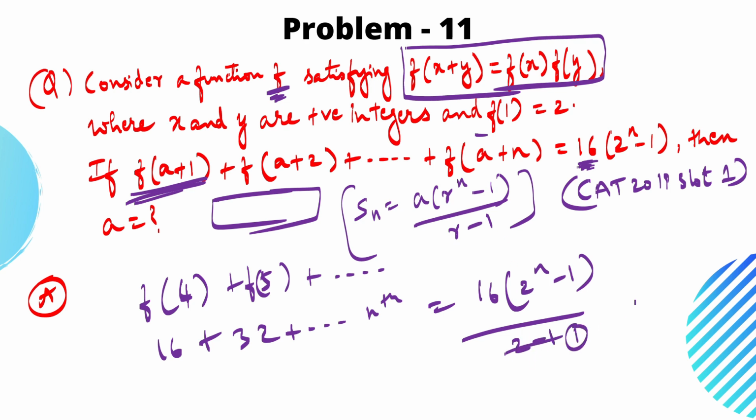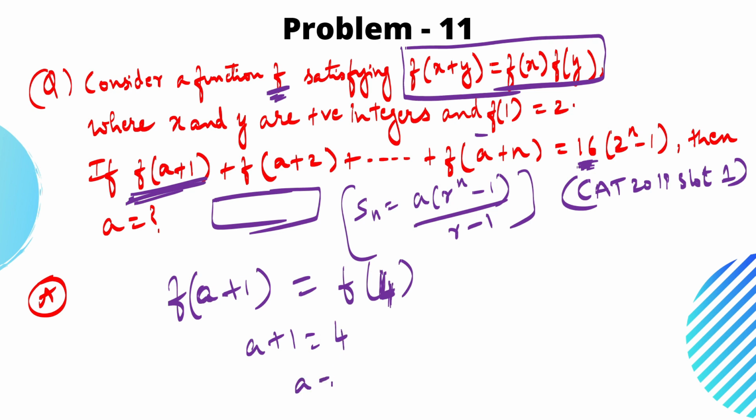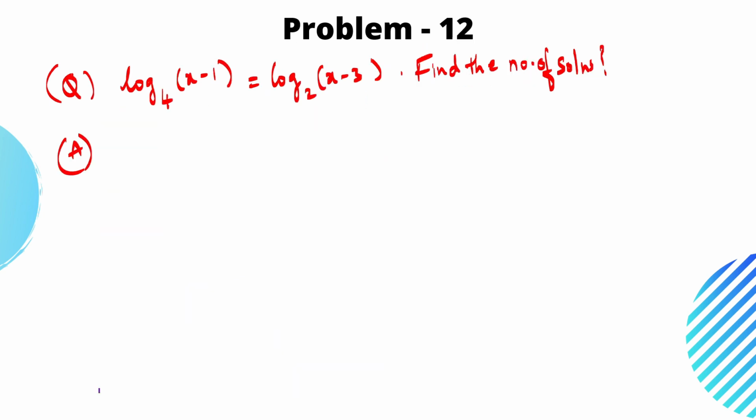So this will be equal to 1, and here if we observe, we know f of a plus 1, the first value, is equal to 16, which is equal to f of 4. So we can equate a plus 1 with 4, so a will be equal to 3. 3 is our answer. Simple question. Just observe this expression, this function, mark it. Not even 20 seconds are required.